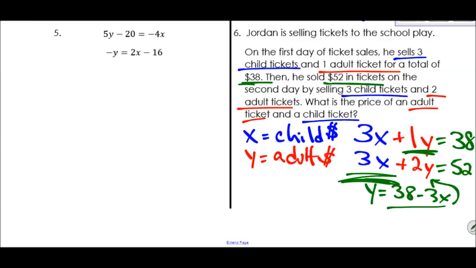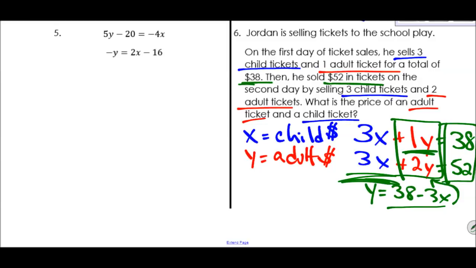You can also just use logic to solve this problem. If you really think about it, this is just increasing by 1 adult ticket. We just sold 1 more adult ticket, so the difference in price there is coming from that extra 1 adult ticket. That's an extra $14. You should be getting 14 for your Y. When you solve for Y eventually, you should be getting 14 for the price of an adult ticket.